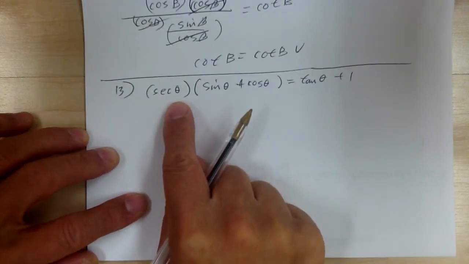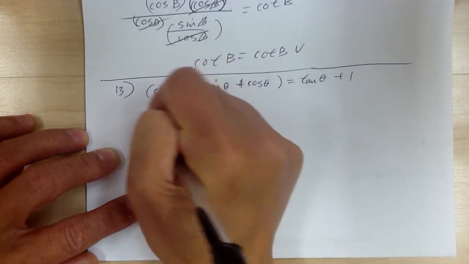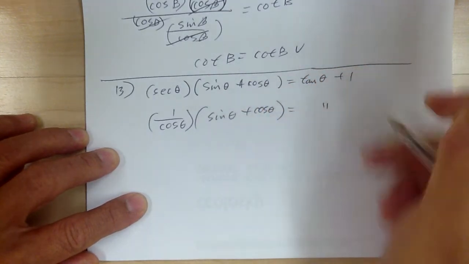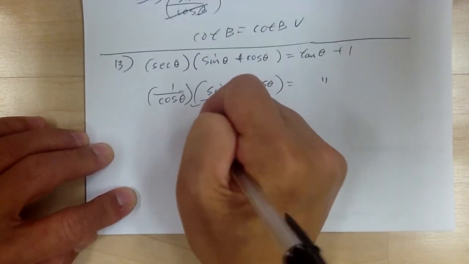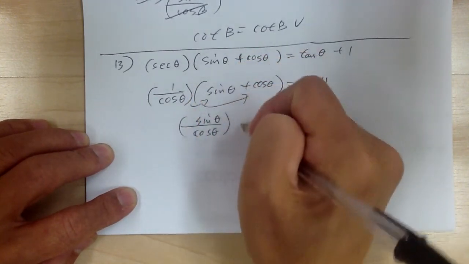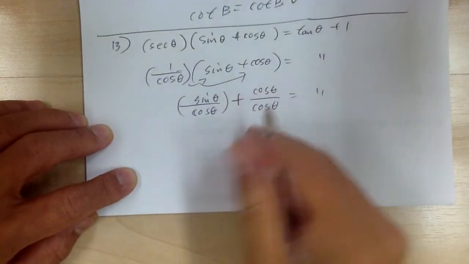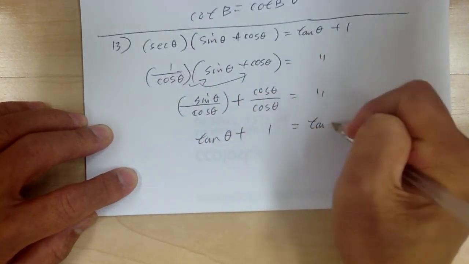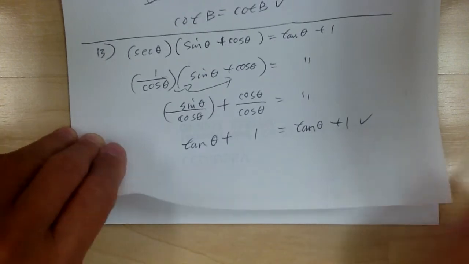When you simplify this side, I can change this into sine and cosine. So secant is 1 over cosine. And you can use the ditto mark. Now when you multiply these, you're going to get sine over cosine. When you multiply by that, you're going to get plus cosine over cosine. Then sine over cosine is tangent, and cosine over cosine is 1. You can write this back in there and put check mark. Okay, let's go to 15.